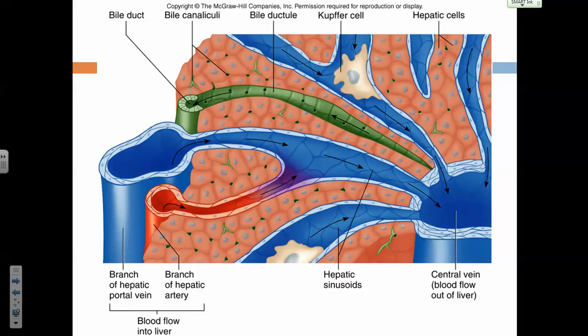Okay, and then there's another picture. You can see the little Kupffer cells. I kind of went crazy on these pictures. I kind of like the liver. It's just hard to visualize. What you're looking at is microscopic right here.